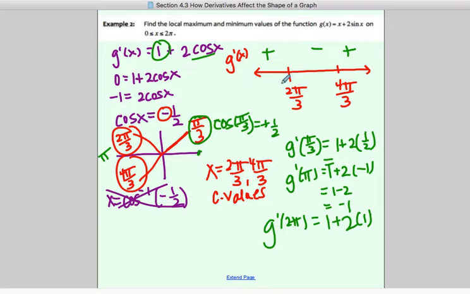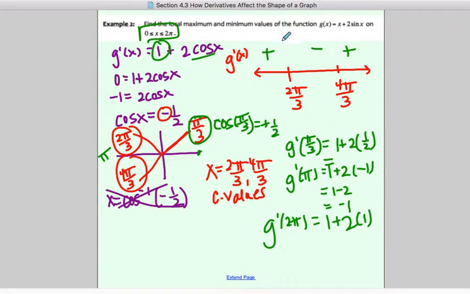Okay. And now it's not telling us to say where increasing and decreasing is, but I would say it's telling me from 0 to 2 pi. So if you wanted to write down increasing and decreasing, you'd be increasing from 0 to 2 pi over 3, union 4 pi over 3 to 2 pi, and then you'd be decreasing on this interval. But it's just asking us to find local max and mins. We can only conclude local. We cannot conclude absolute using this method.